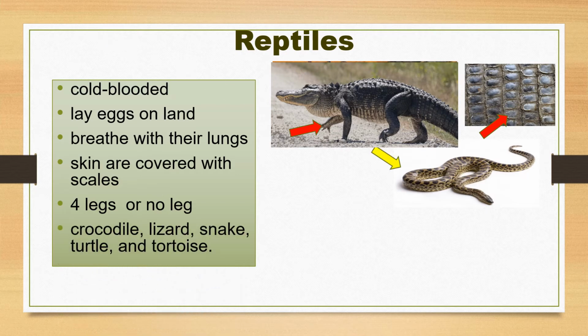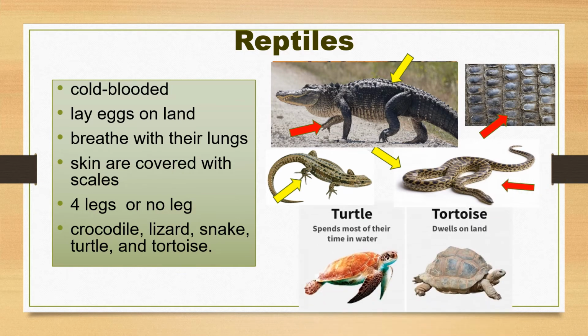What are some examples of reptiles? So you have crocodile. What else? You have also lizard. What else? You have snake. And then you have also turtle and tortoise. Now, what is the difference between turtle and tortoise? It is their habitat. Turtles mostly spend their life in water. Tortoises dwell on land, meaning they mostly spend their life on land. So that is their difference.